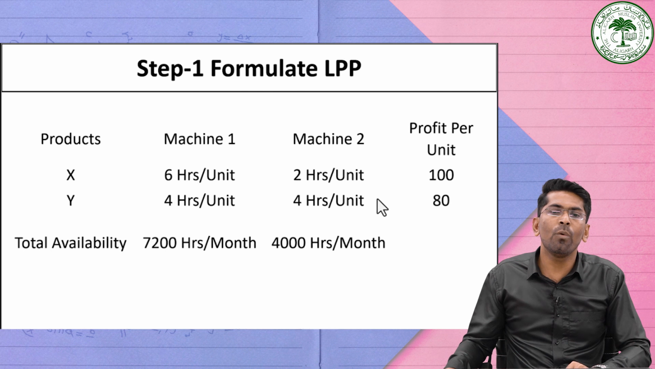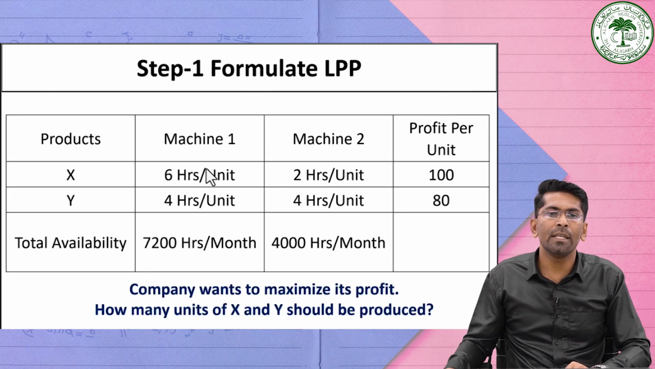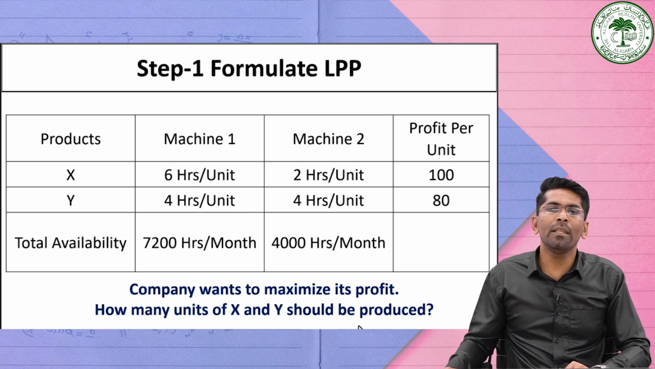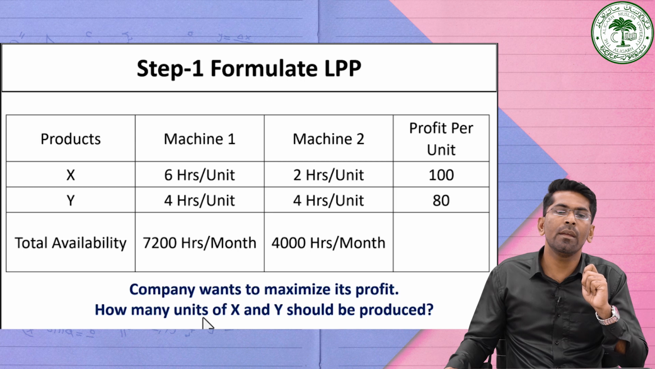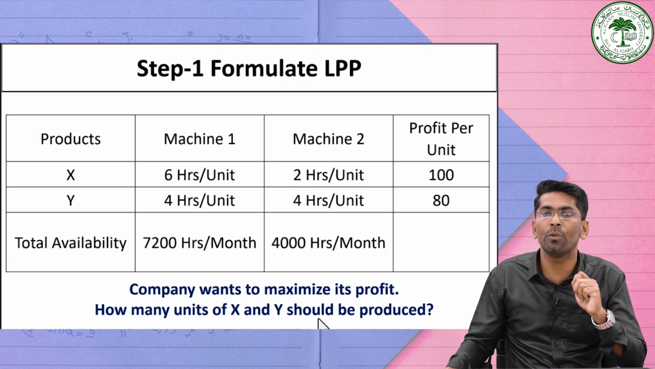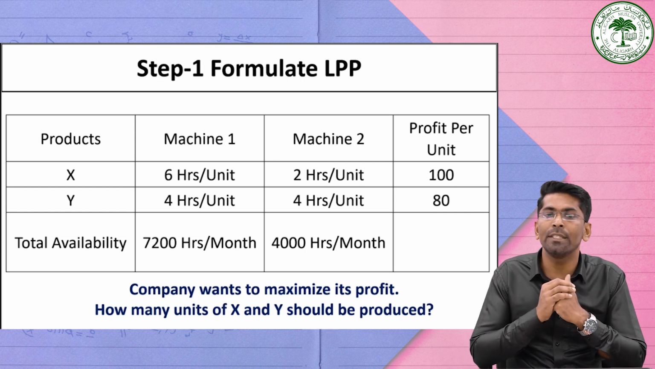So now we are going to represent all this information in tabular form. We have represented it here, and our problem is that the company wants to maximize its profit. So this is our problem: how many units of commodity X and Y should be produced by the producer or company so as to maximize the profit.